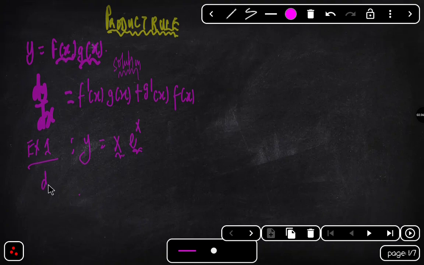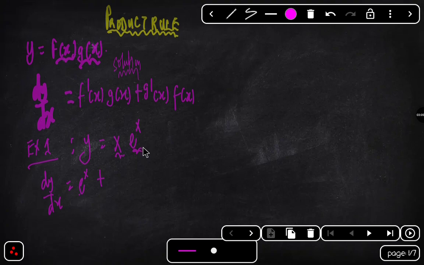So we're going to have dy/dx is equal to, the first thing is to differentiate x, and then you fix e raised to the power of x. If you differentiate x, you're going to have 1. Don't forget that. So 1 multiplied by e raised to the power of x gives us e raised to the power of x. Plus, the next thing you're going to do is to differentiate e raised to the power of x. If you differentiate e raised to the power of x, what we're going to have is e raised to the power of x.